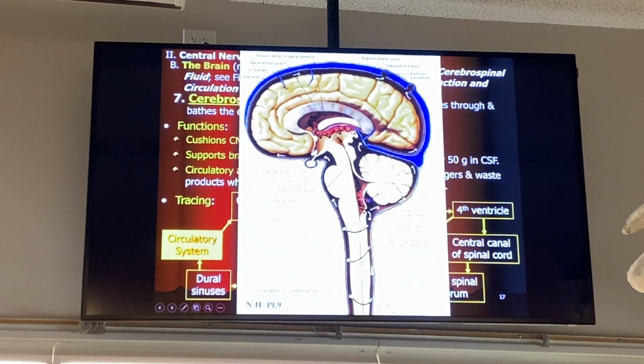All four ventricles have choroid plexus. You remember that from lab? That is where the capillaries are, where CSF comes from blood. So put down your pencils. We're going to cover this on Thursday.